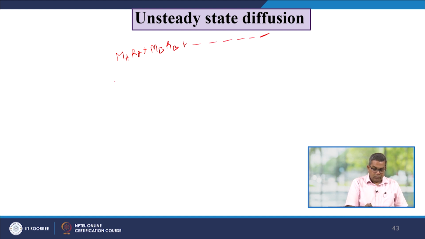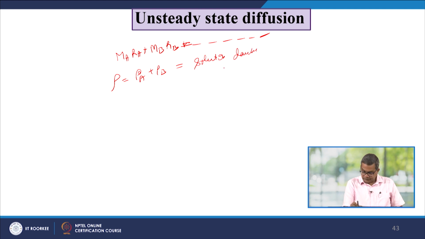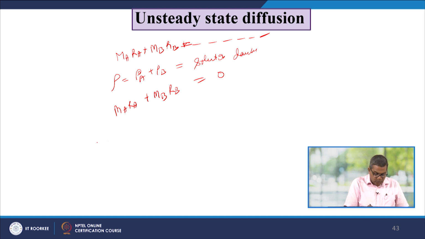Now, if we take rho is equal to rho A plus rho B, that is the solution density, in that case, MA RA plus MB RB must be equal to 0. So, if we substitute all these things, it becomes equation number 7.